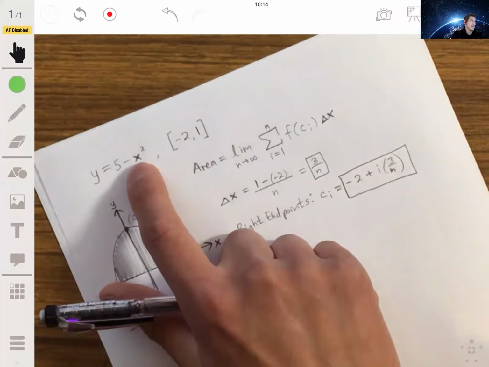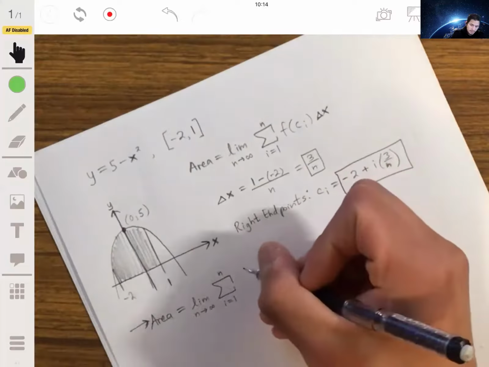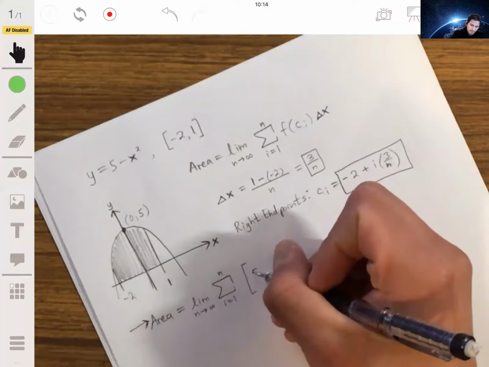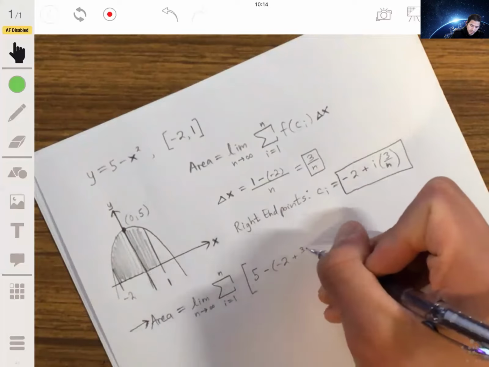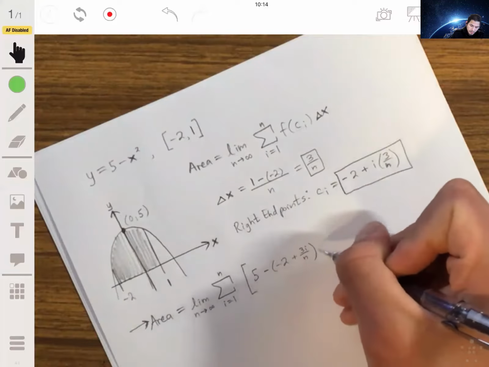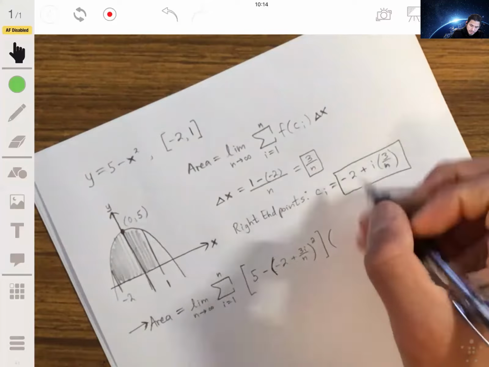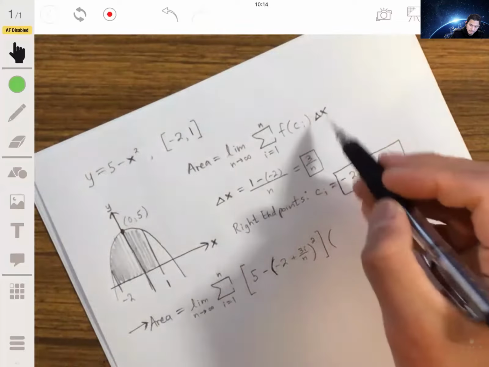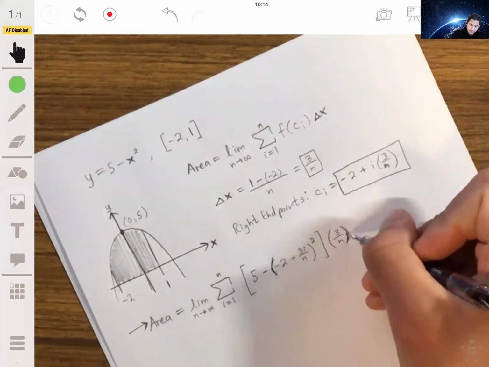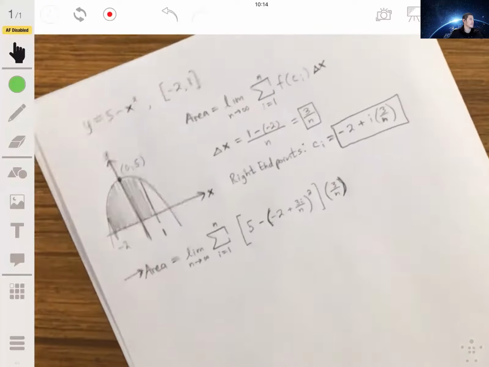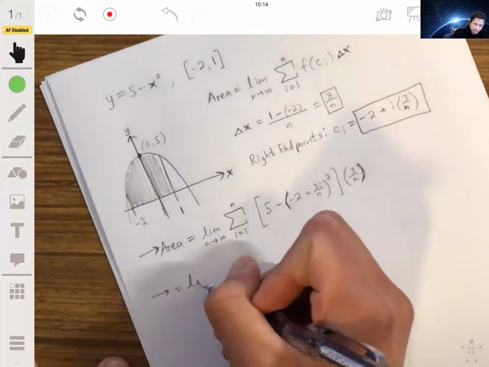So it'll be 5 minus c sub i squared. So 5 minus -2 plus 3i over n, that whole expression squared, times our delta x, which is 3 over n. So now we just have to make sure we do our algebra correctly.